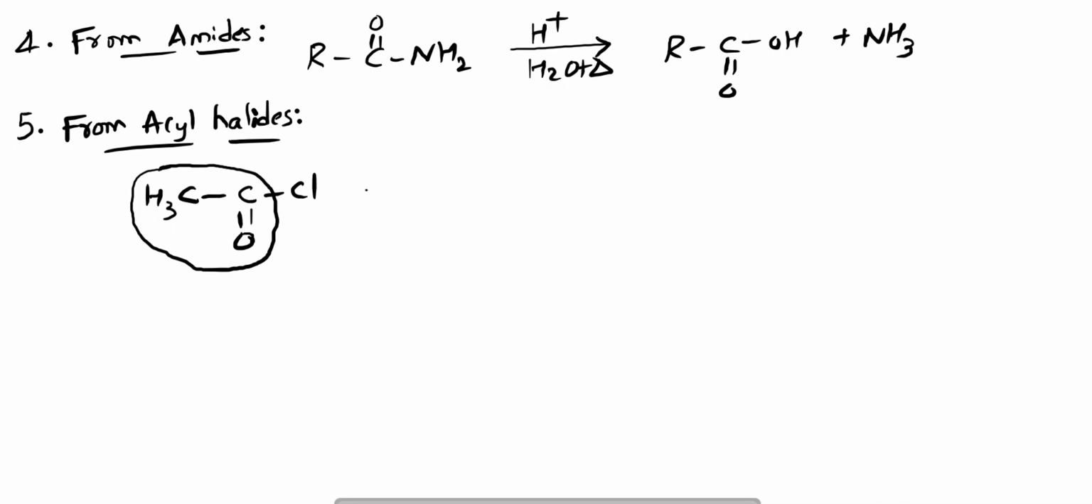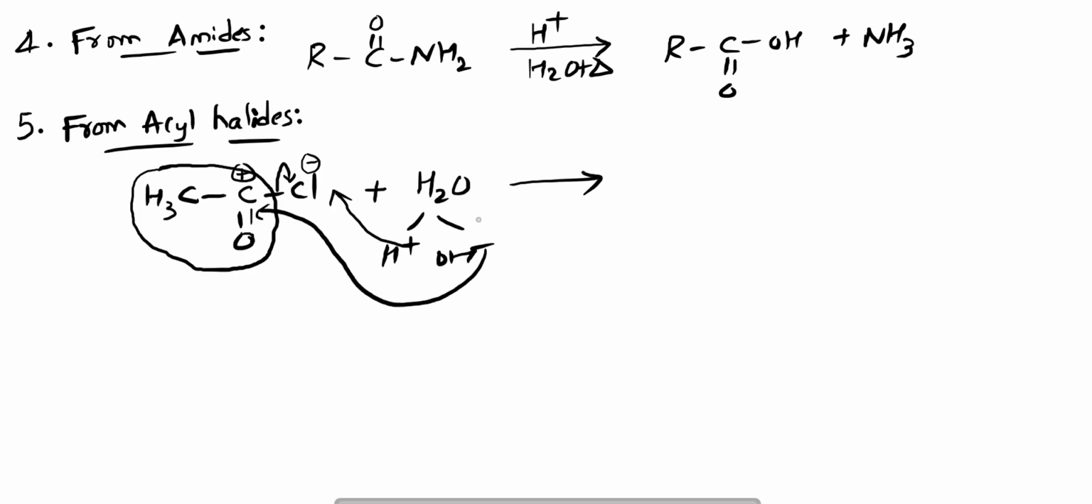This acyl halide on reaction with water, or I can use any acid, it's very simple. It breaks as H plus and OH minus. These electrons are taken by chlorine. Chlorine gets negative, carbon gets positive. Plus attacks on minus, minus attacks on plus. So we get carboxylic acid with HCl. It is one of the products.